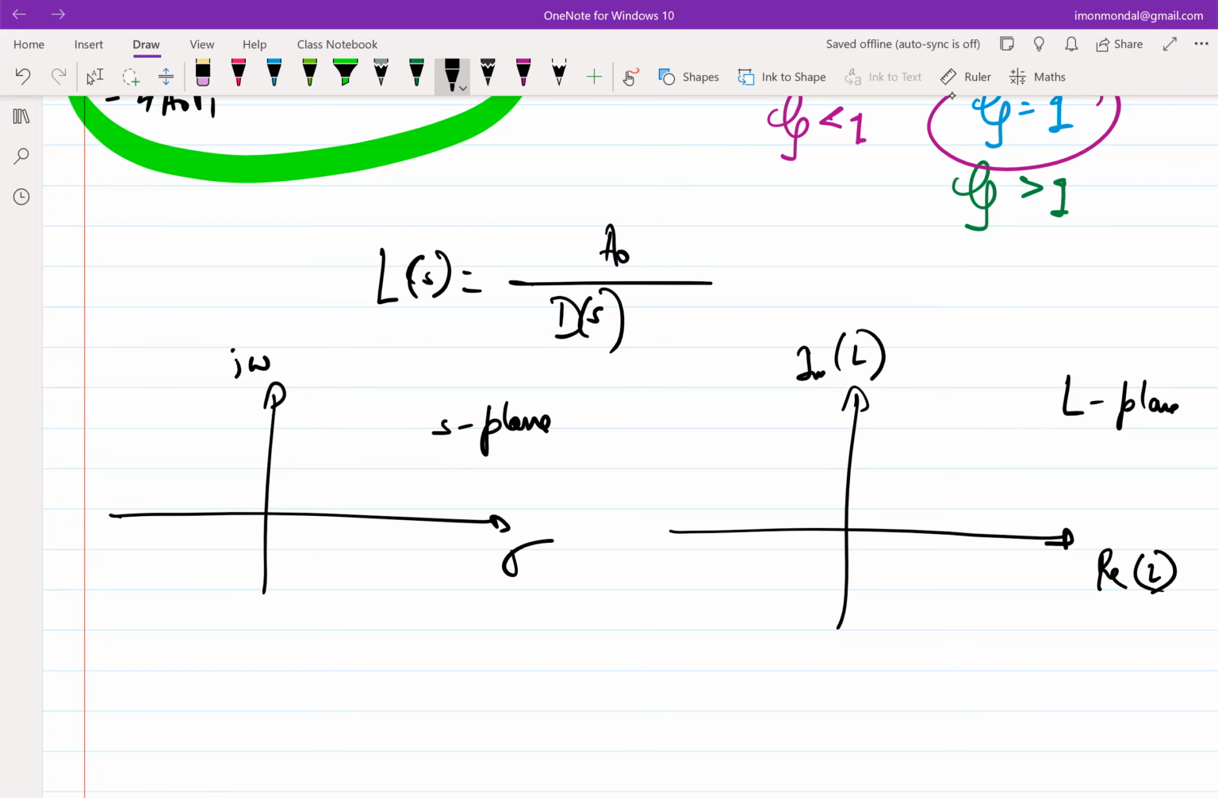So what he said was, let's say I know that there is a root of d of s somewhere over here. Let's say we know that. Okay. So if we know that, what can you comment on the corresponding value of d of s? Let's say I call it d plane, not L plane. Let's call it d plane. Okay, so what can you comment on the corresponding value in the d plane?